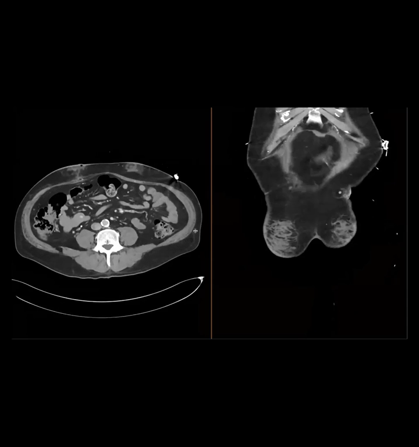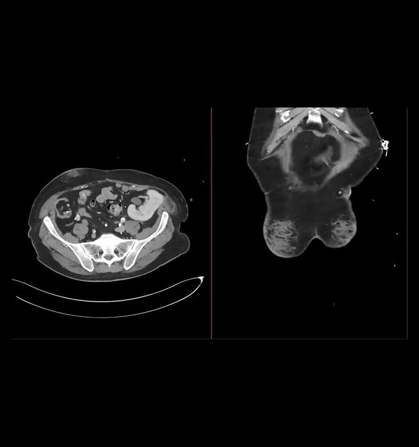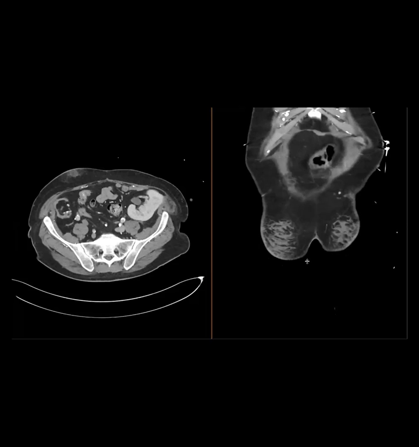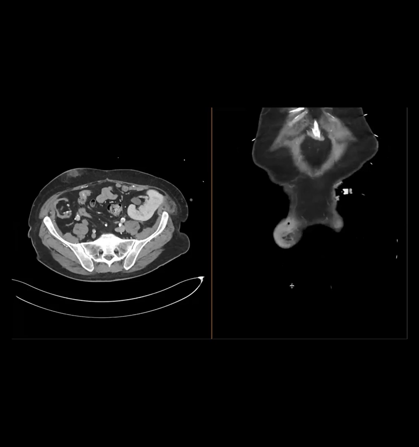So the findings aren't intra-abdominal. She has all that soft tissue stranding in her abdominal wall. Kedar is asking if the patient is diabetic. Could this be related to an insulin pump? Not the pump. Yes, the patient is diabetic, but this is not related to an insulin pump.